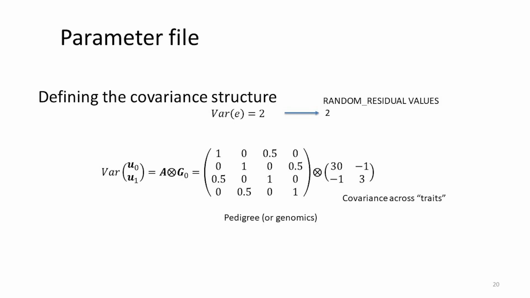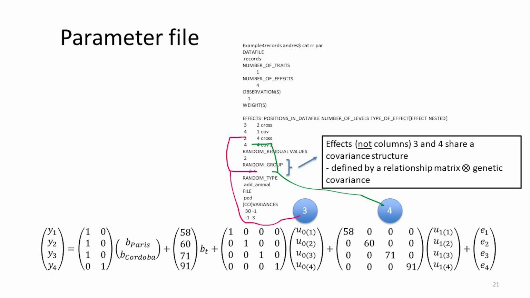Then we have the covariance structure. So this is a pedigree relationships and a covariance across traits. So for the residual variance, it's very easy. You just have this title, random residual values, and you just put the number 2. This thing is a bit more complicated. And the way it works is also a bit strange, because you say, okay, I have 2 effects, baseline and slope, but I want these 2 effects to be correlated. So the way that you tell this in BLUPF90 language is that you call this a random group, and you put 3 and 4, and 3 and 4 refers to effects 3 and 4, not to columns 3 and 4. So in our case, it's the last 2 ones.